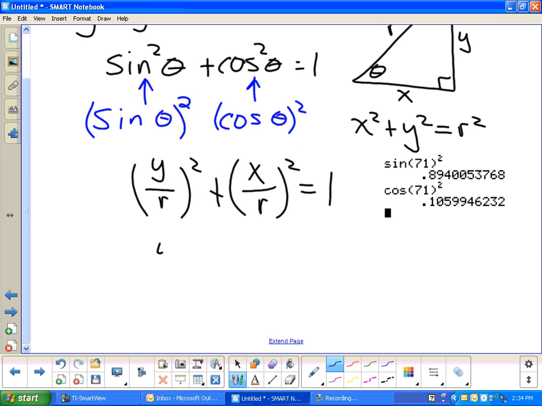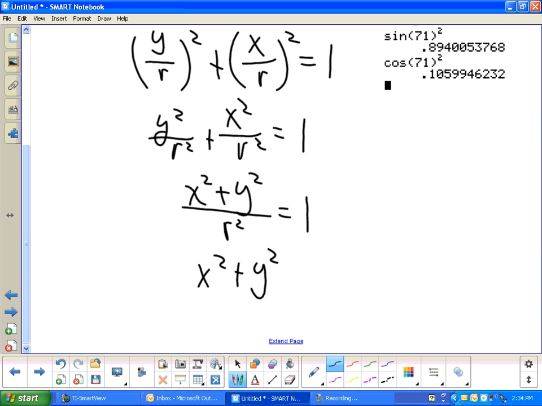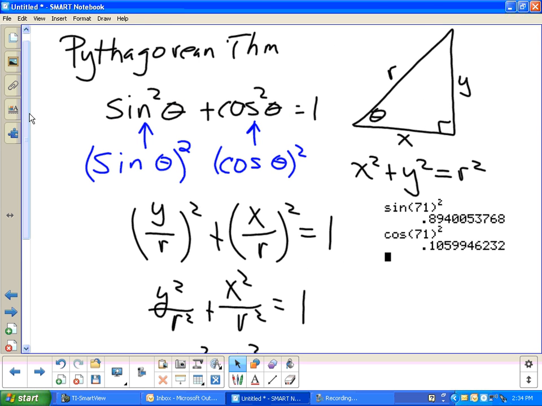If we square it all out, we get y squared over r squared plus x squared over r squared equals 1. And that's convenient. We already have a common denominator. So I'll just put the x squared first, use the commutative property, and we have x squared plus y squared over r squared equals 1. And if you multiply both sides by r squared, you get x squared plus y squared equals r squared, which was exactly the Pythagorean theorem we started with. So this is really just the trigonometric way of saying it. You don't have to be able to do it, but just notice that it works. That sine squared plus cosine squared equals 1.